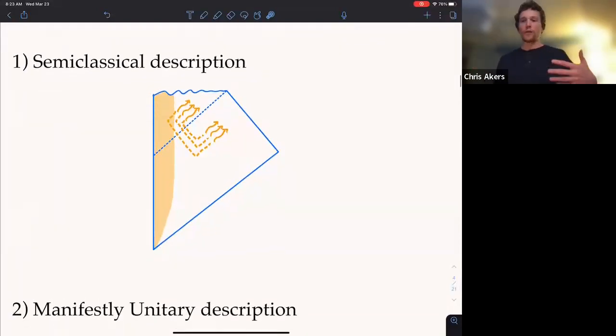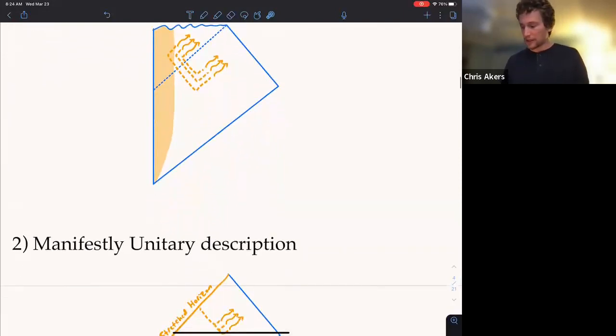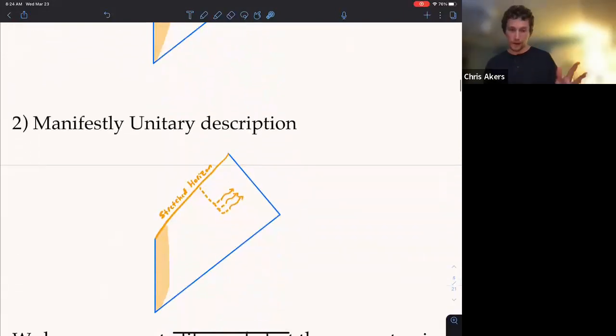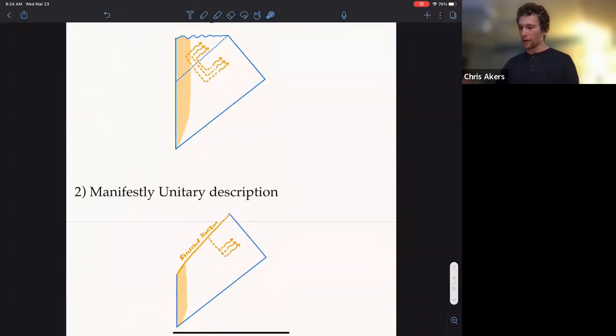Okay, and then there's also this second description that is sometimes invoked that I will call the manifestly unitary description. And it might be drawn the following way, where it looks like it's the same drawing, except I've cut out the region behind the event horizon.